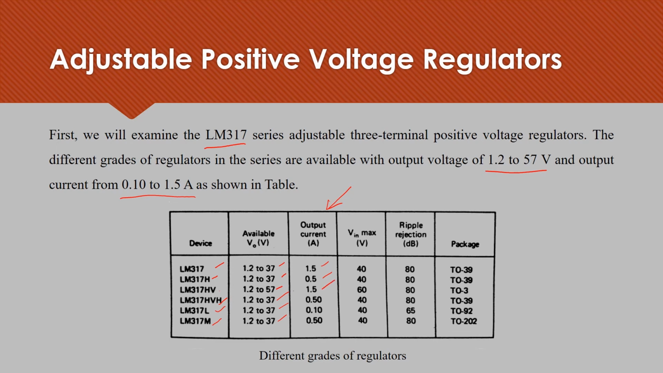Maximum input voltage is 60 volt for the 57 volt version, and for the rest it is 40 volt. Ripple rejection is almost 80 dB except for L, which is 65 dB, and these are the package types available for these regulators.